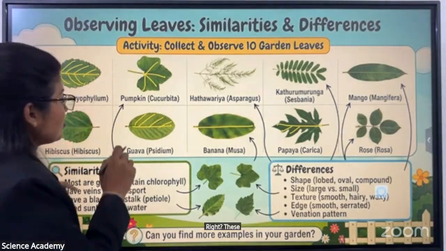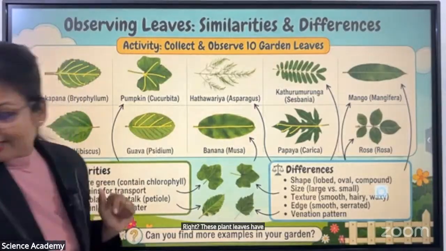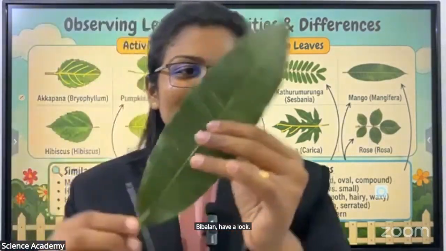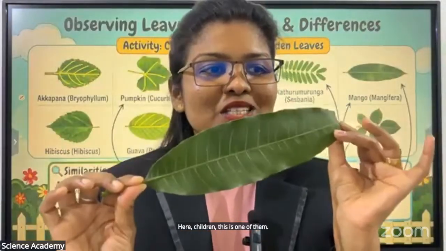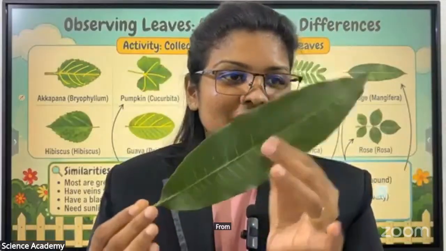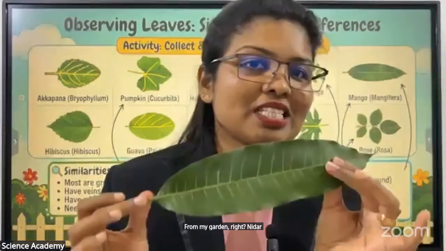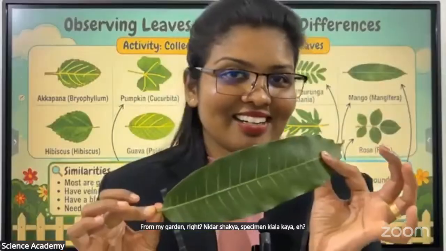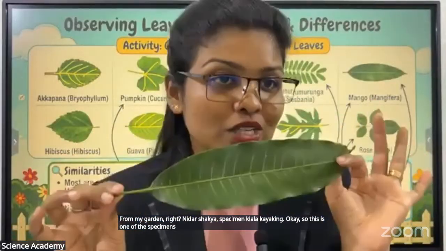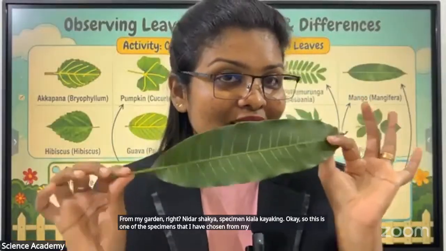These plant leaves have a leaf blade. Patra thalaya. May balan have a look. Here children, this is one of the specimens that I have collected from my garden. Right? Nidarshakayak. Specimen means nidarshakayak. So this is one of the specimens that I have chosen from my garden.